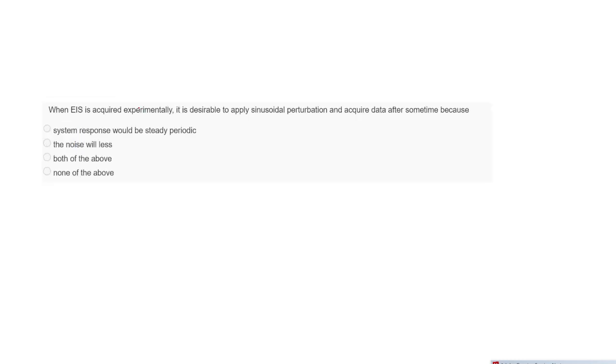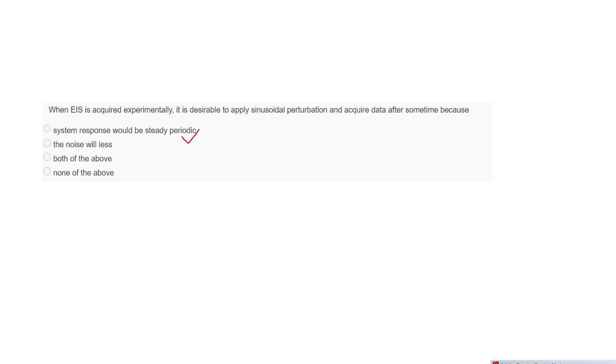Okay. Now the next thing: when EIS is acquired experimentally, it is desirable to apply sinusoidal perturbation and acquire data after some time, because the system response will be steady periodic, noise will be less, both of the above, or none of the above. Anyone? System response will be steady periodic.